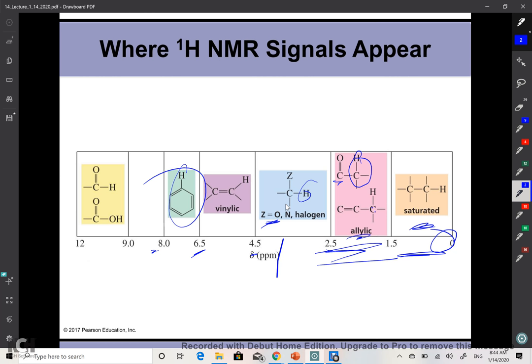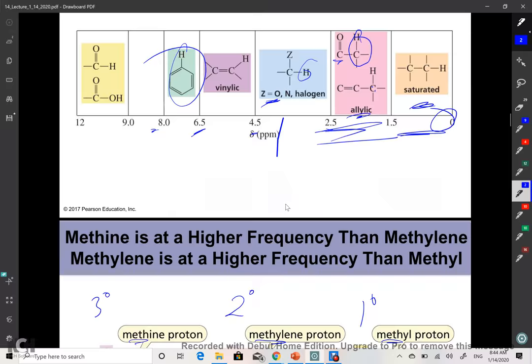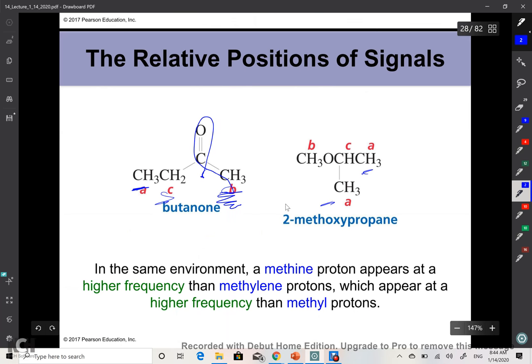Between where? Between 2.5 and 4.5. Does that make sense? B and C will appear around that region between 2.5 and 4.5 because they are next to an oxygen. Do you see that? That's where B and C will be.